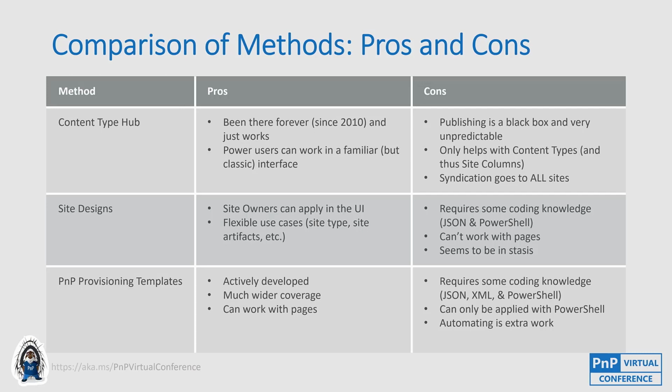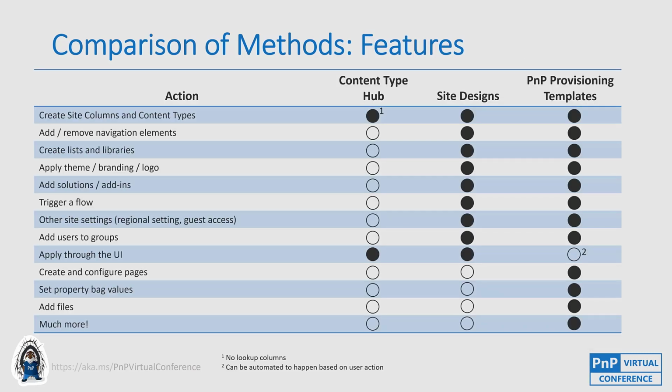Finally, last slide before I move into the demo of the session. We have another look at how we compare these different methods, and I think I probably touched on a lot of this, but you'll see that creating site columns and content types is really all that the content type hub does. One of the downsides even of the content type hub is that we can't use lookup columns. We can't have a lookup column that we create in the content type hub and then syndicate out, because the content itself is in that hub, and therefore people don't have permission to use it in their own site.